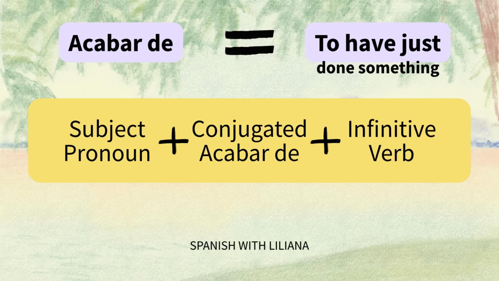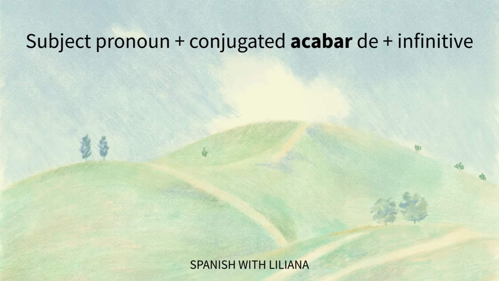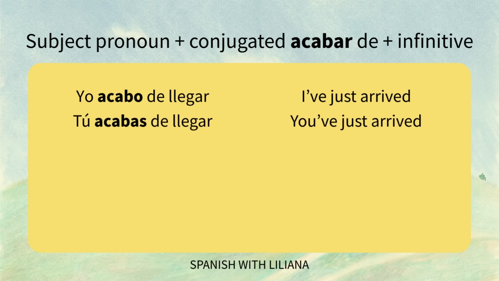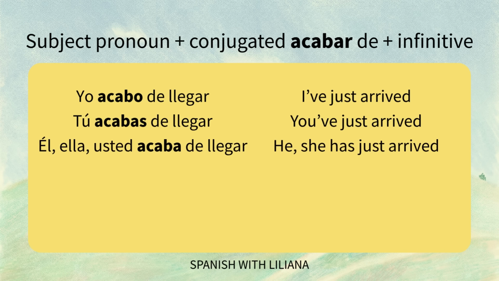So we have to conjugate acabar. For example, yo acabo de llegar. I have just arrived. Tú acabas de llegar. You have just arrived. For él, ella, usted, we use acaba. Acaba de llegar.